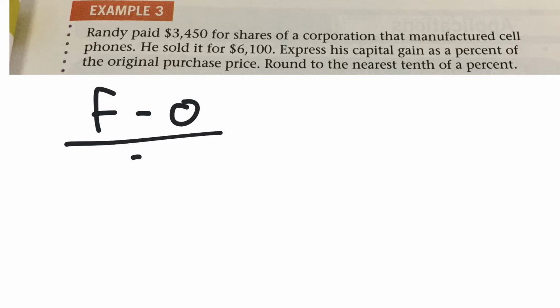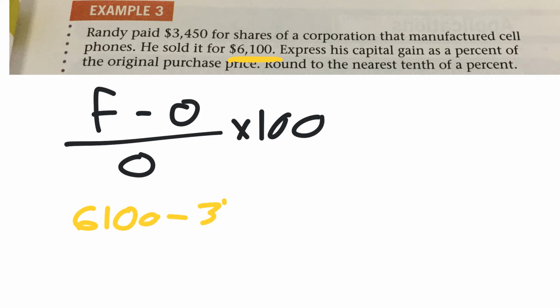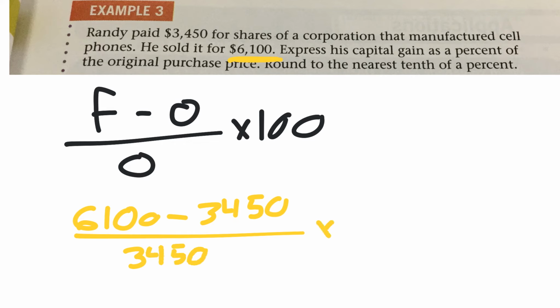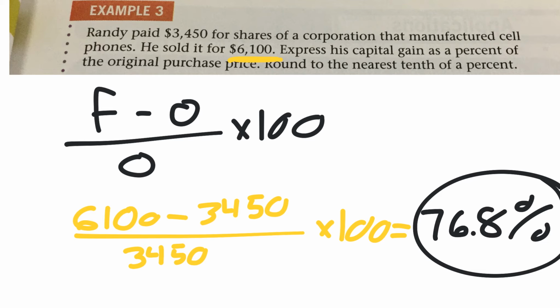It's final minus original divided by original times 100 to find the percent of change, to find how much his grew by. So his final price was $6,100 minus the original price of $3,450. That's going to be divided by $3,450. And then we want to multiply that by 100, or think of it as moving the decimal 2 places. So once I do this, I should get 0.7681 here. And then multiplying that by 100, or moving the decimal 2 places, gives me 76.8%.